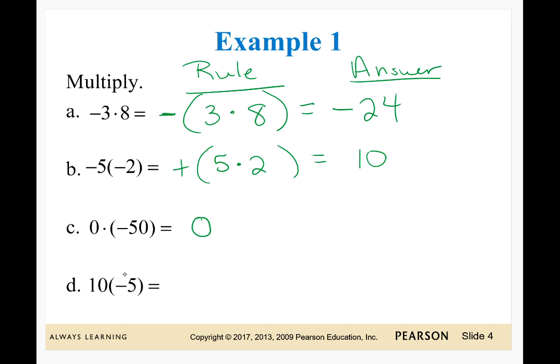In D, we have a positive times a negative. So different signs, so my answer will be negative. And then you're going to multiply their absolute values. So my answer is negative 50. All right, so there's 4 examples to show you. Again, make sure you show the rule. Make sure you write your answer. If you would like, you can give the next 4 a try.